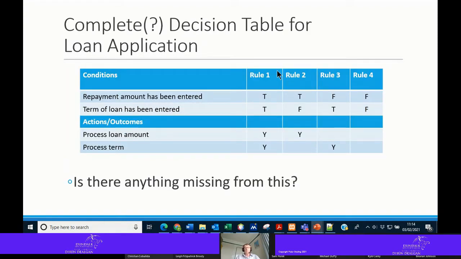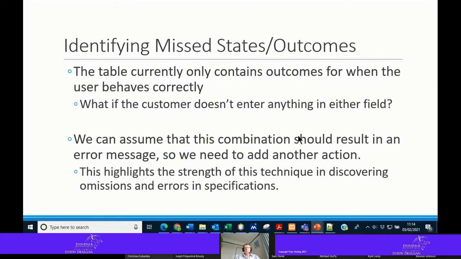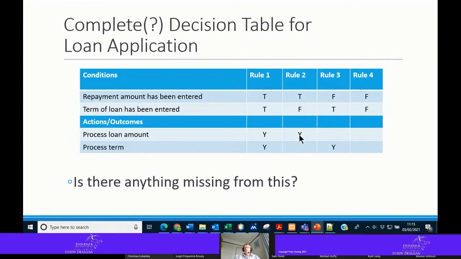So if it's rule 1, true and true, process the loan amount and process the term. If it's rule 2, we'll just process the loan amount. And if it's rule 3, we'll just process the term. And if it's rule 4, where nothing was entered for either of them, we don't do anything. Okay. Is there anything missing from this?